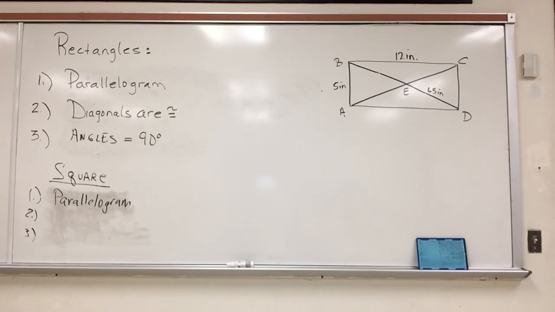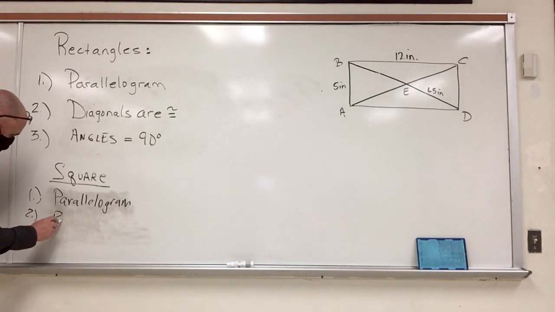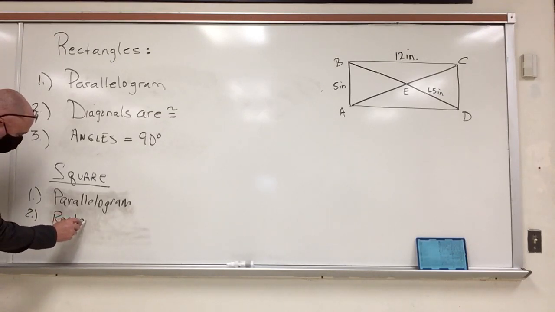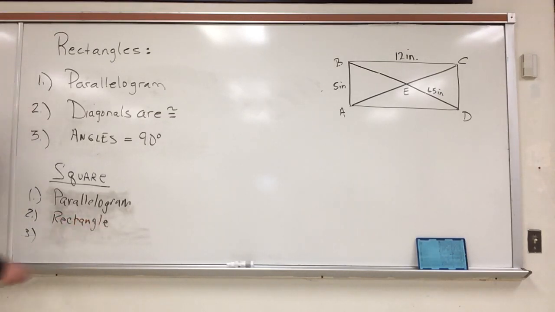Okay? Number two, it's also got to be a rectangle. Okay? All squares can be labeled as a rectangle. All squares can be a parallelogram. Okay? Not all rectangles are squares though. Alright? And then last but not least, can anybody come up with the last one for a square?